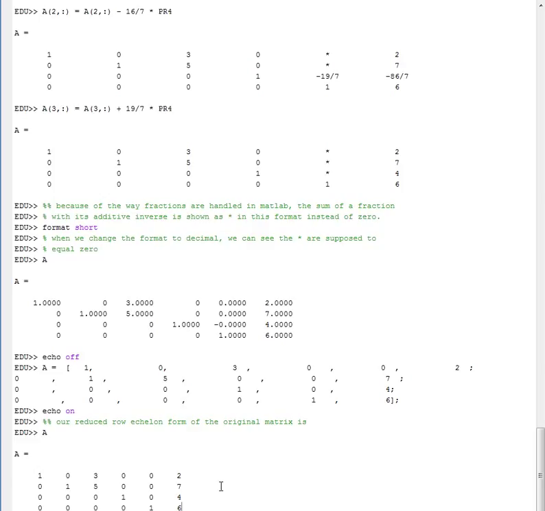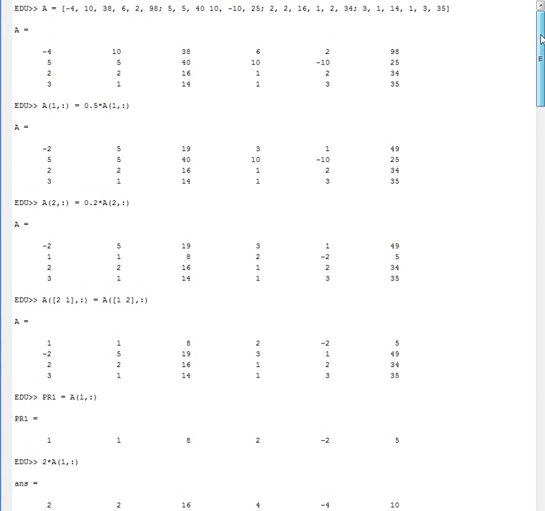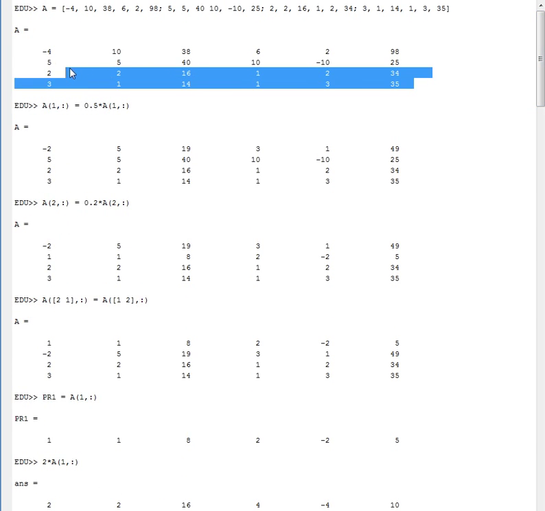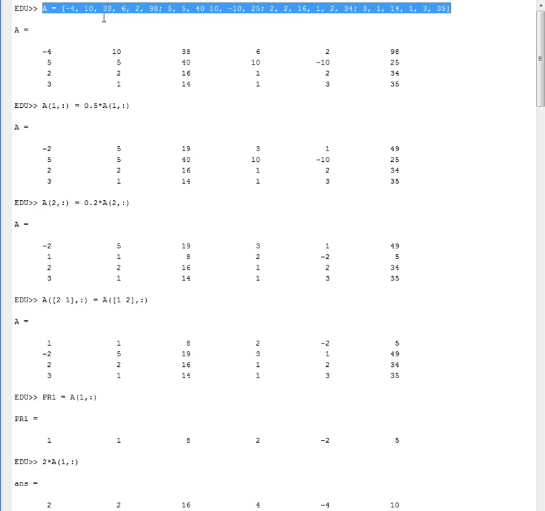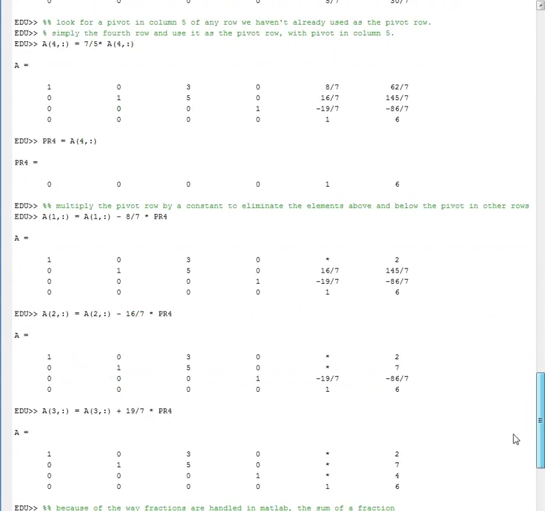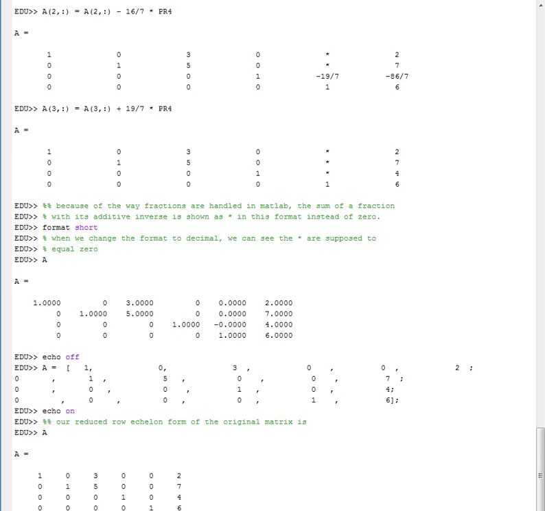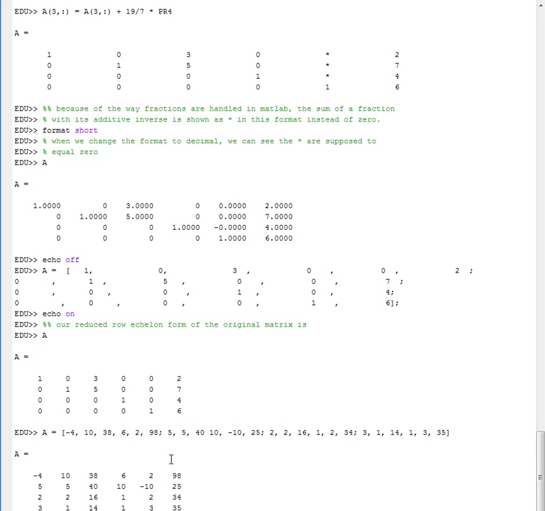So we check that it's in reduced row echelon form, and looking back at what we started, this matrix here, you can see it looks a lot different from what we started with. It looks a lot cleaner, nicer, very easy to identify these ones, and it almost looks nothing like what we started with.